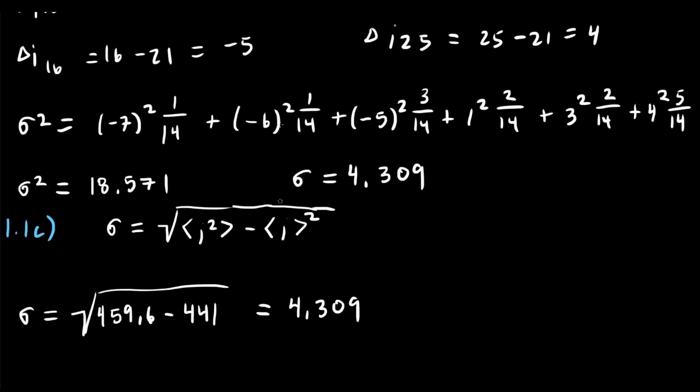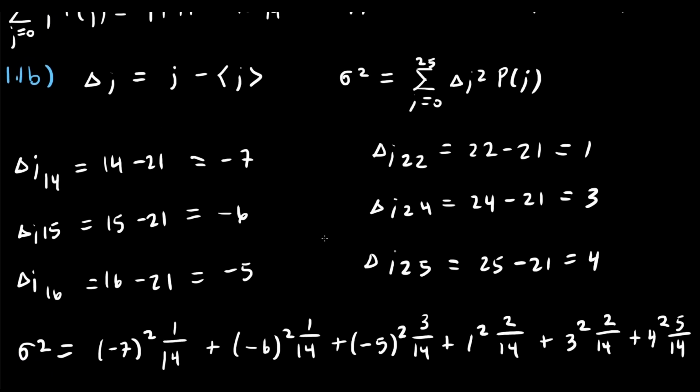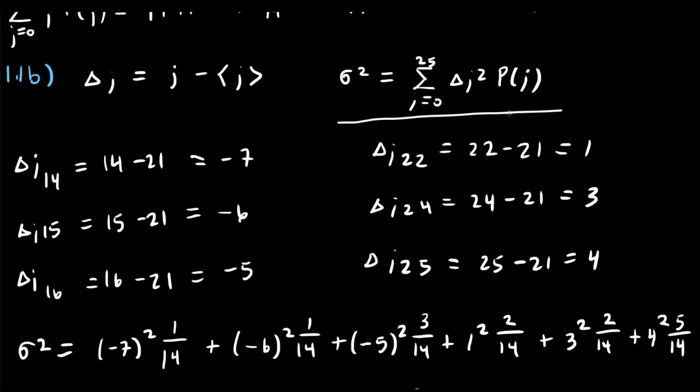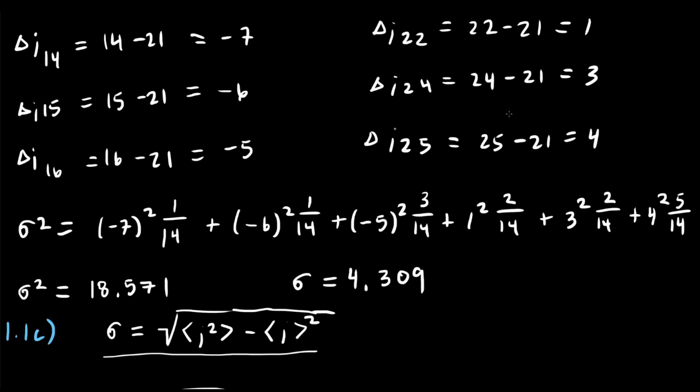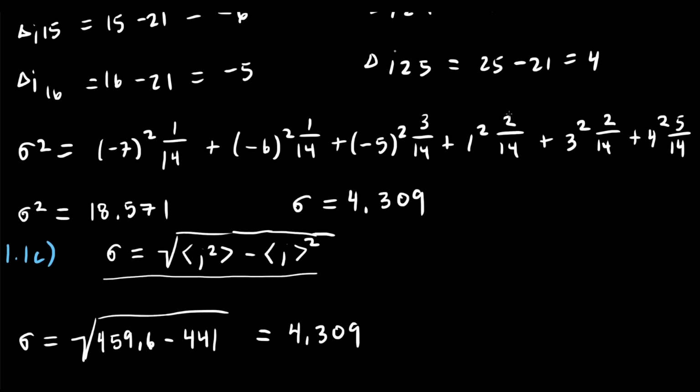So we see that if we use this form of the standard deviation, we still get the same result as if we use this form of the standard deviation. So 1.1b and 1.1c just verify that both of these forms are equivalent to each other.